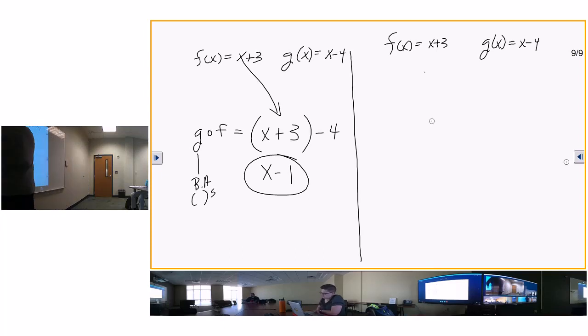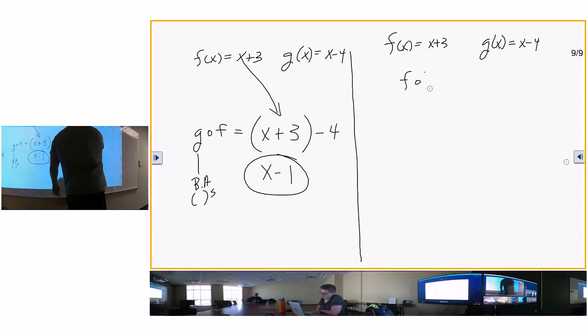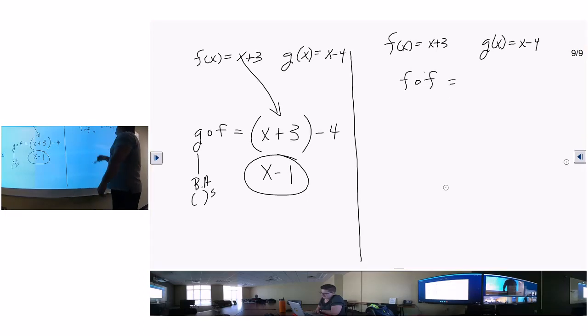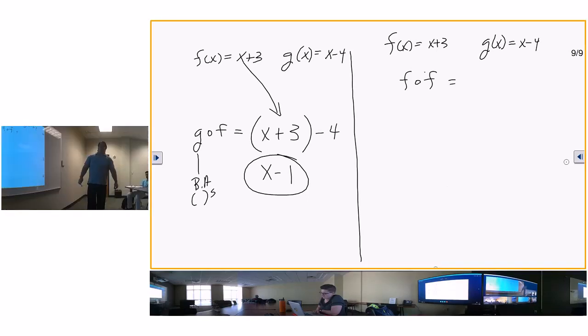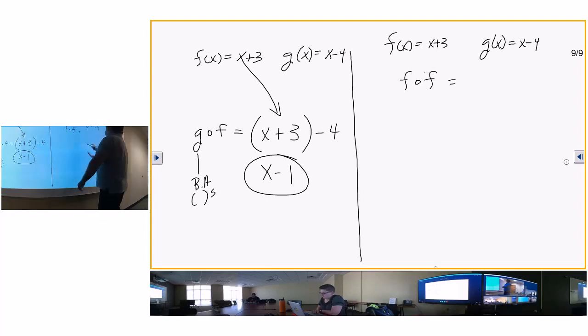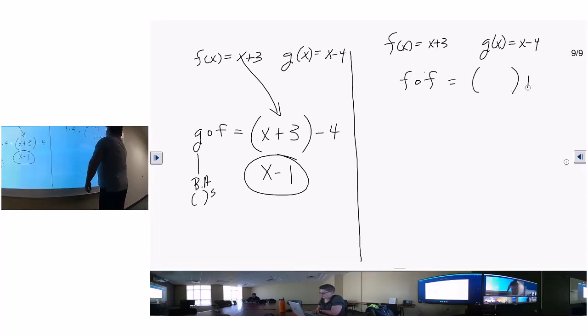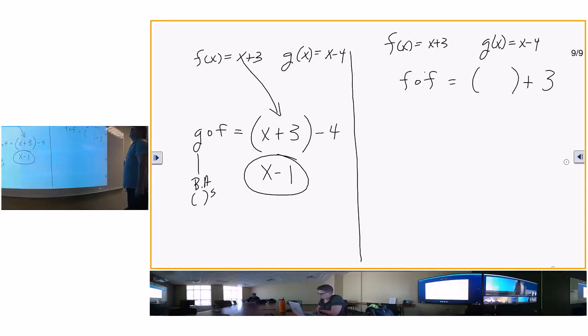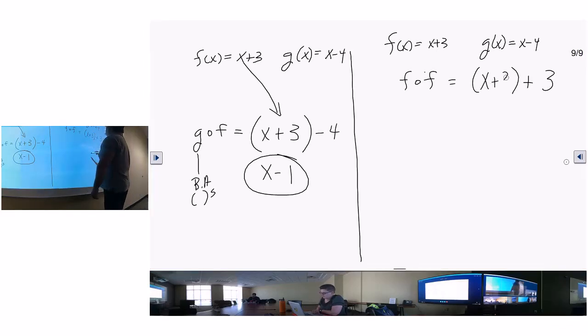All right, so what about F composed of F? What is F composed of F? I'm going to rewrite F with a big set of parentheses and do what? X plus 3. Plug in F. And that's going to give me X plus what? 6.